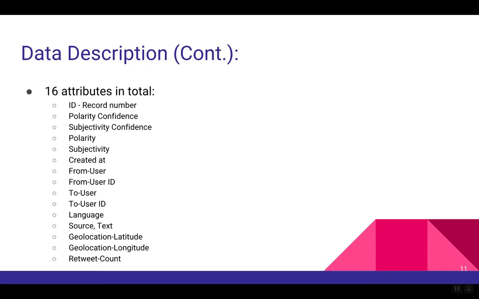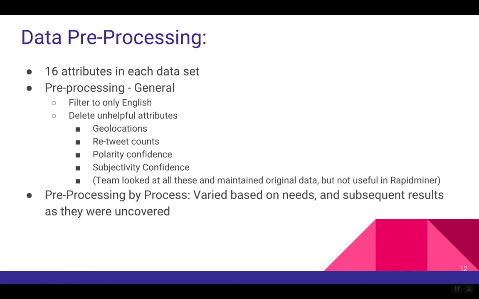We'll talk a little bit here in just a moment about some of the variables that we kept versus some of those that we did not. But at a very basic level, that is the data that we had available. So as you can see, we have 16 attributes in each dataset. So it's a huge dataset.